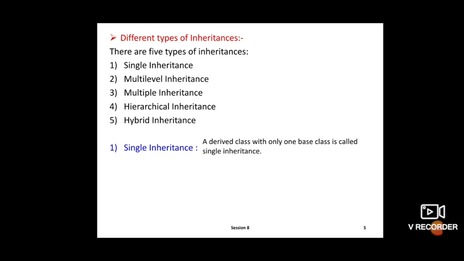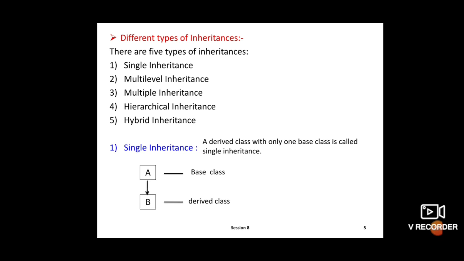In single inheritance, what is the definition? A derived class with only one base class is called single inheritance. Now student, you know derived class and base class. Base class means the old class, derived class means the new class. So in single inheritance, a new derived class from only one base class is called single inheritance. Now see diagrammatically: A is a base class and B is a derived class.